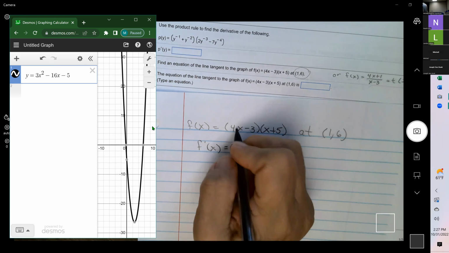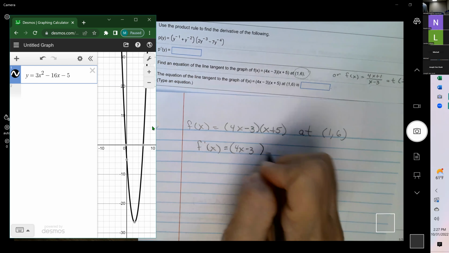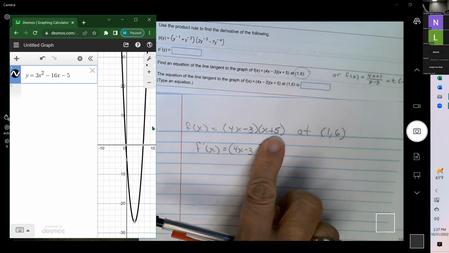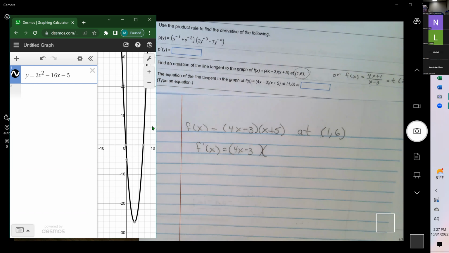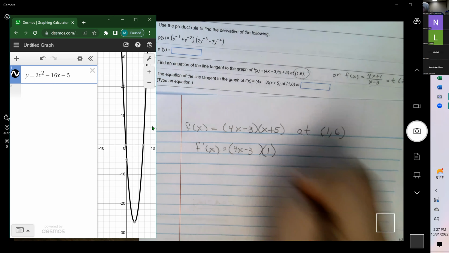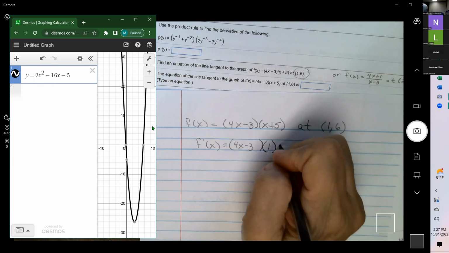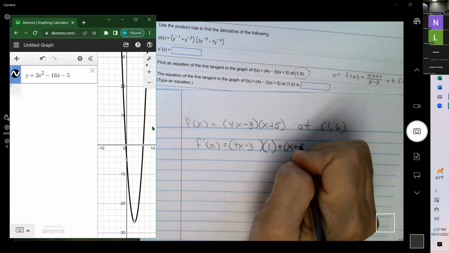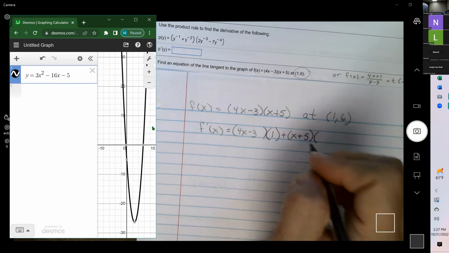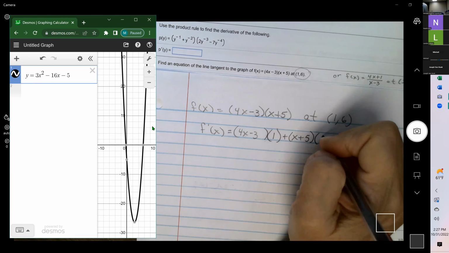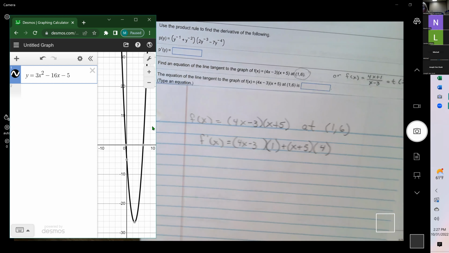First, 4x minus 3 times the derivative of the second. What's the derivative of the second? Anyone? Yes. Plus the second. What's the derivative of the first? Yes, 4. Any questions on that?